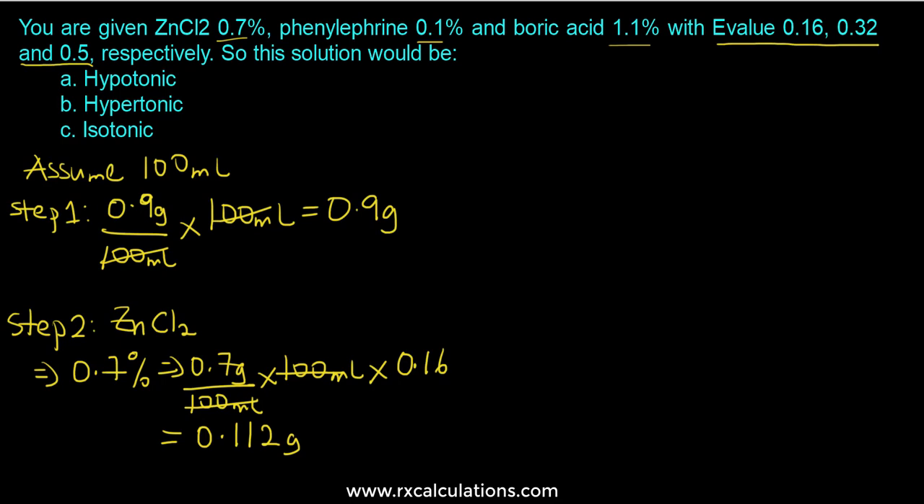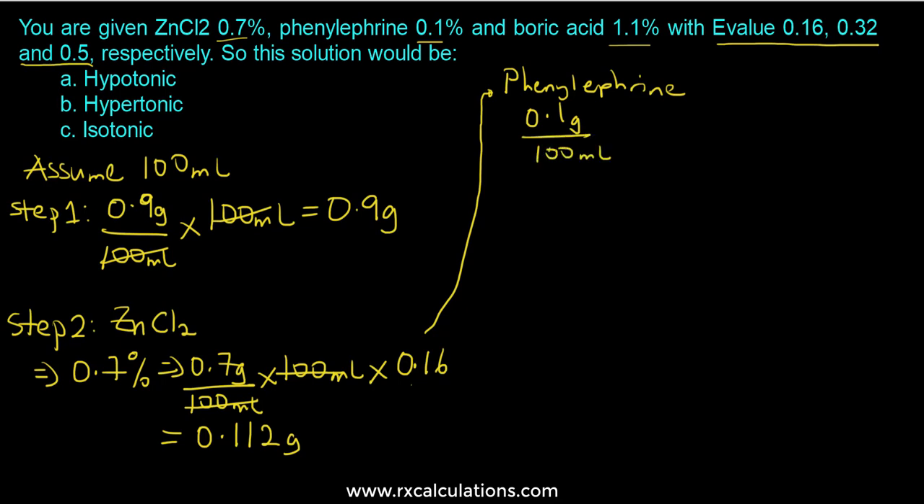Okay. So notice, just to remind you, you go from the percentage to the weight, and you multiply the weight by the E value. Okay. So we did that for zinc chloride. We want to do that also for the remaining components. Okay. So we'll do that for phenylephrine. And for the phenylephrine, it's going to be 0.1 gram per 100, because that's the percentage. We multiply that by the volume of the preparation, and then we multiply that by its E value, which is 0.32.